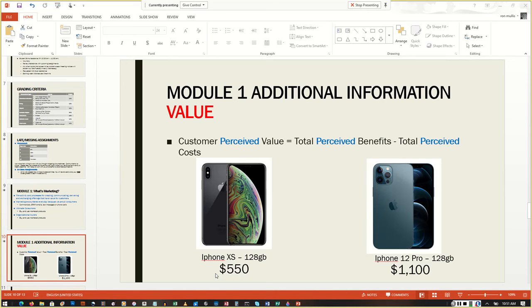There are multiple types of values that marketers can create, like Apple. But the main type of value would be customer perceived value, where customer perceived value equals total perceived benefits minus the total perceived cost. So benefits minus cost. If the perceived value is a positive number, then that customer is going to see the value in paying $1,100 for that iPhone 12 Pro versus paying $550 for an older version.